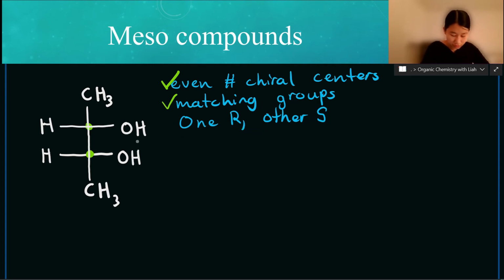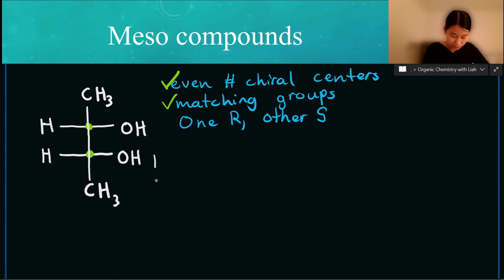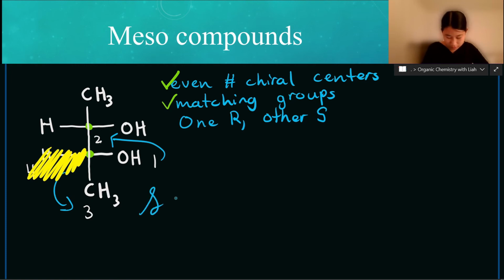So let's see. Let's start with this one down here and assign priorities. So again, oxygen has higher atomic number, so it's priority number 1. And we will go to the rest of the molecule, number 2. And then we have 4 for hydrogen and 3 for methyl. So let's ignore hydrogen. This is what we do for Fisher projections. We ignore the hydrogen and we count what's left over. What is left over? Well, we go 1 to 2 to 3. This appears to be S.